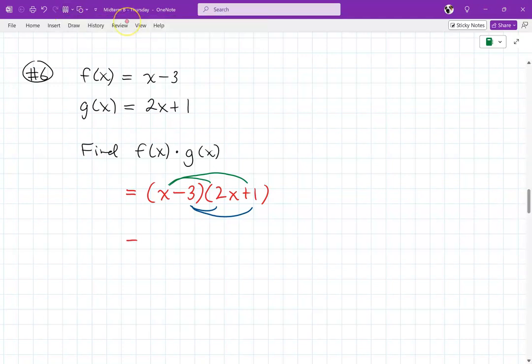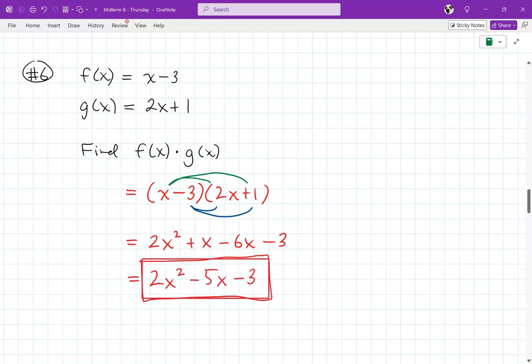So here we go. We get x times 2x, that's 2x squared. X times 1, that's positive 1x, or just x. Negative 3 times 2x, that's negative 6x. And negative 3 times 1 is negative 3. So just simplify, and you're done. So 2x squared minus 5x minus 3, and that's it.